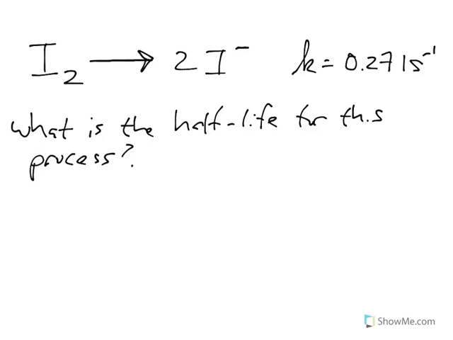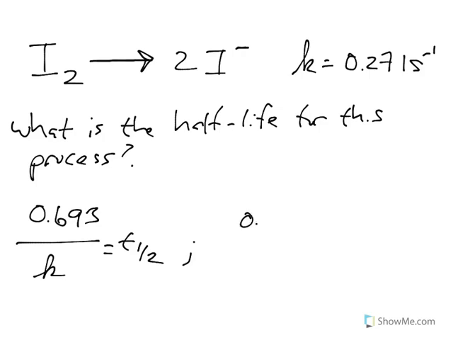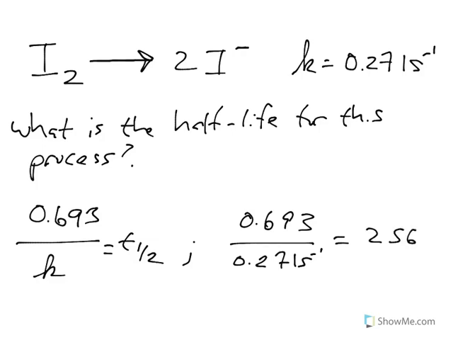And notice I don't need the concentration, right? Remember, half-life is only dependent upon the rate constant if you're dealing with a first order reaction. So for first order, 0.693 over k equals T1/2. So we're solving for the half-life. All we have to do is simply plug in 0.271 inverse seconds there. And that's going to be equal to 2.56 seconds.